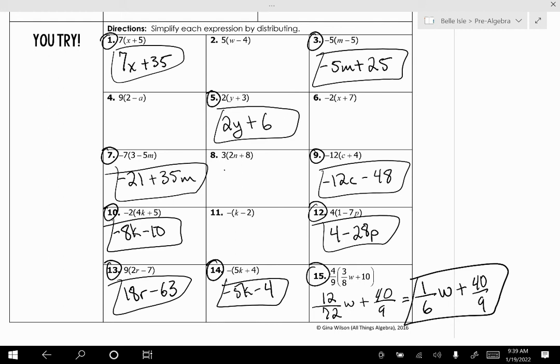So when you're working through set 1, set 2, and set 3, use your notes from 2.1 and 2.2 as well as today's notes, and they will help you get through it. It's just combining like terms and distributing, okay? And then simplify.